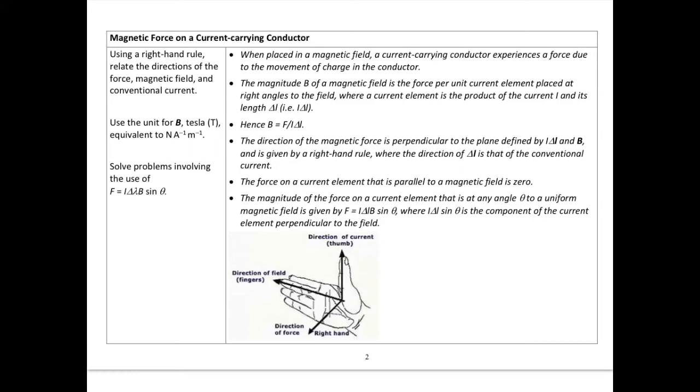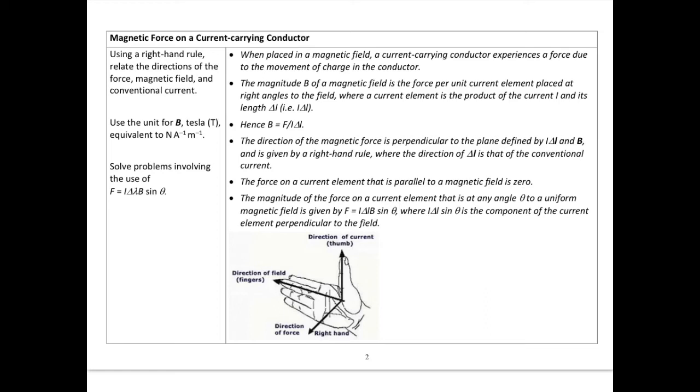Next, we're going to talk about the force, or the magnetic force, a current-carrying conductor, or a current-carrying wire, experiences when it is placed in a magnetic field. So in the last slide, we saw how we can create a magnetic field. If we then place a magnet, or if we place another wire, which creates its own magnetic field, into that first magnetic field, we'll have the interaction of the two fields, and that will cause a force to be exerted.